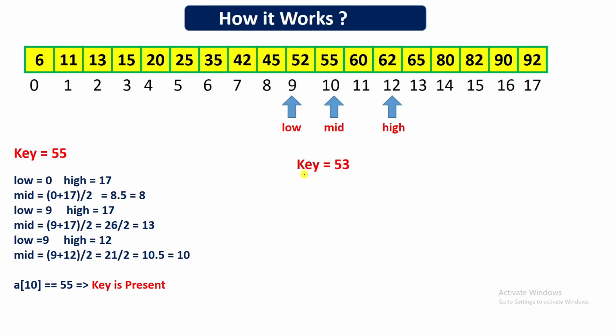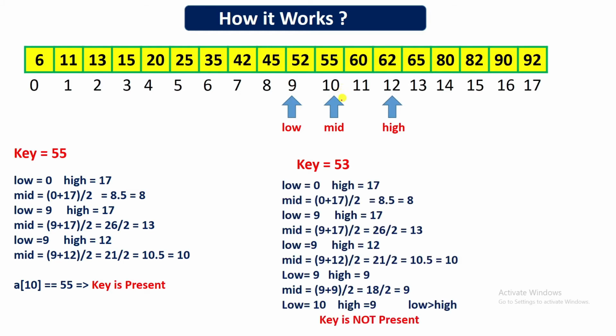And lastly, if you want to find a number which is actually not present in this array, let's say you want to find 53, and 53 is not present in this array. So your answer should be that the element 53 is not present in this array. So how will it work?